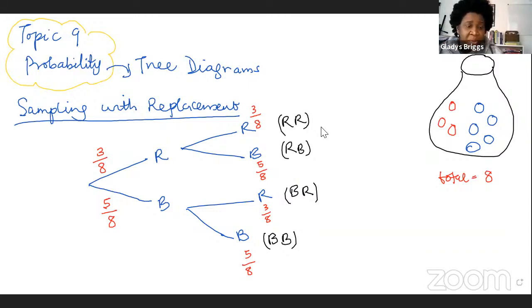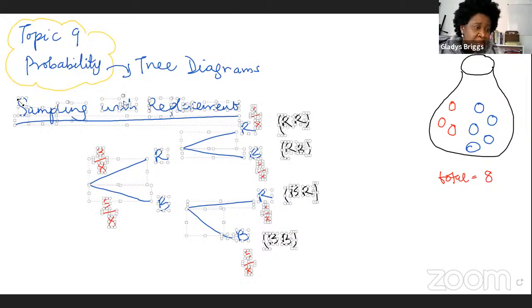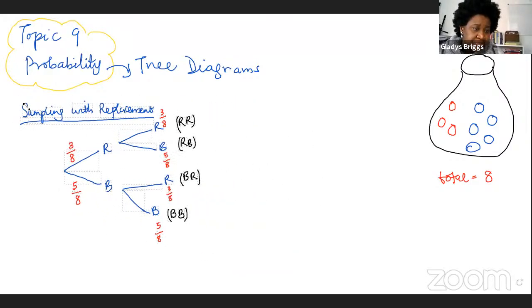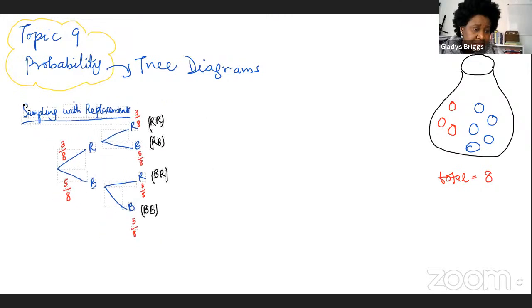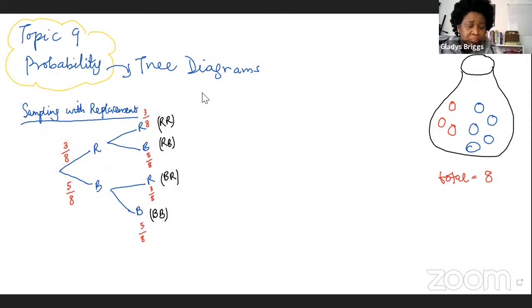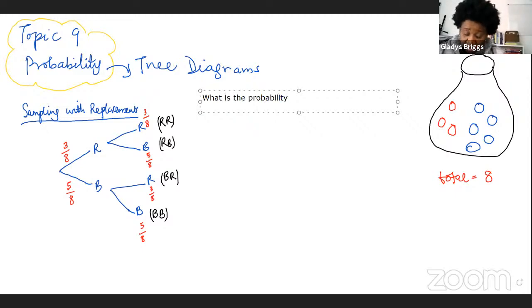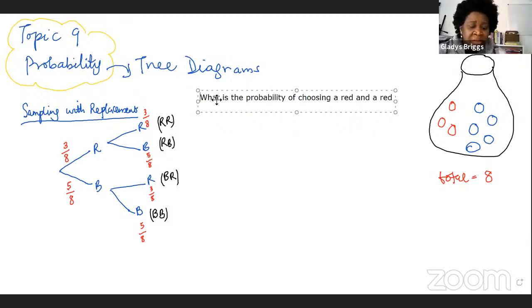So you need to work out what is the probability. Your question might ask you, what is the probability of choosing a red and a red?